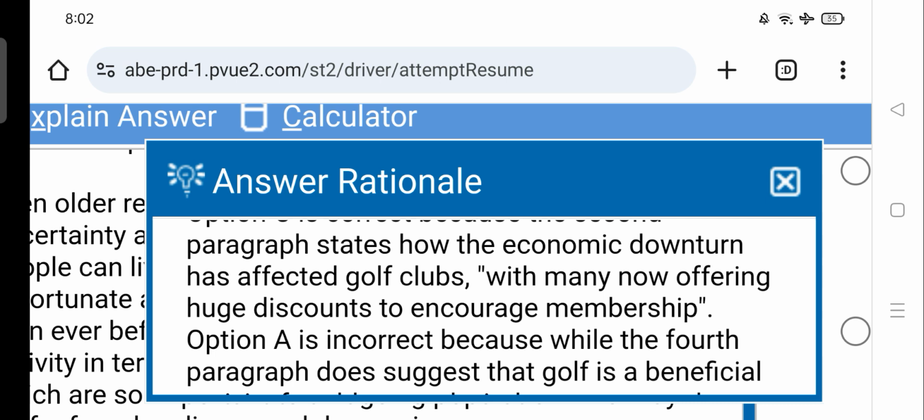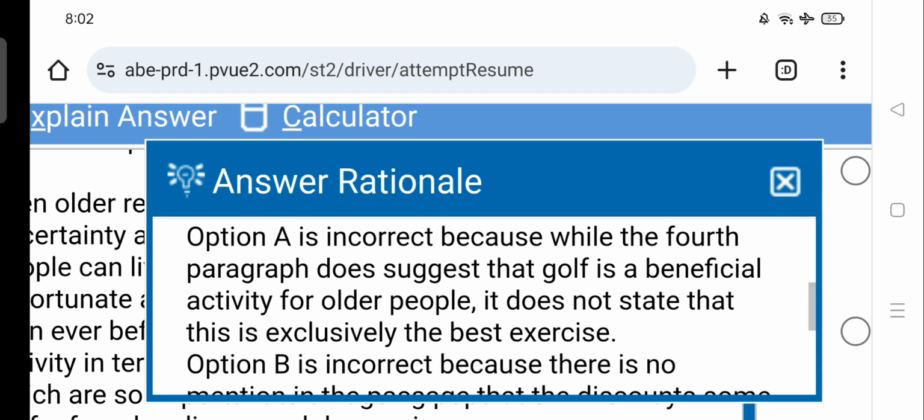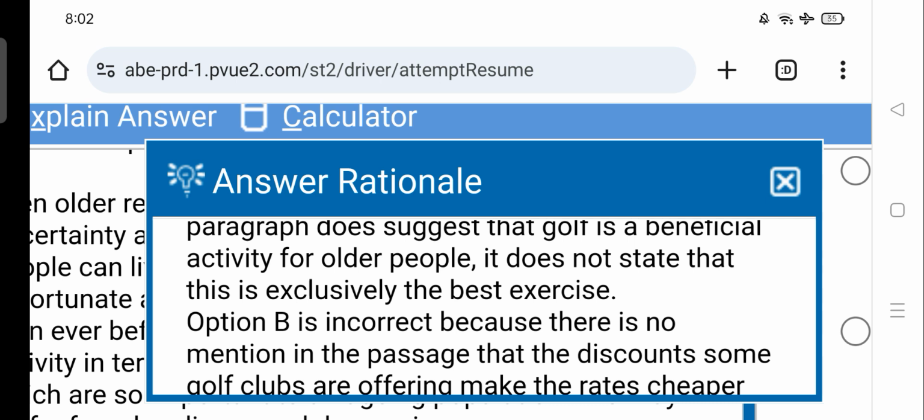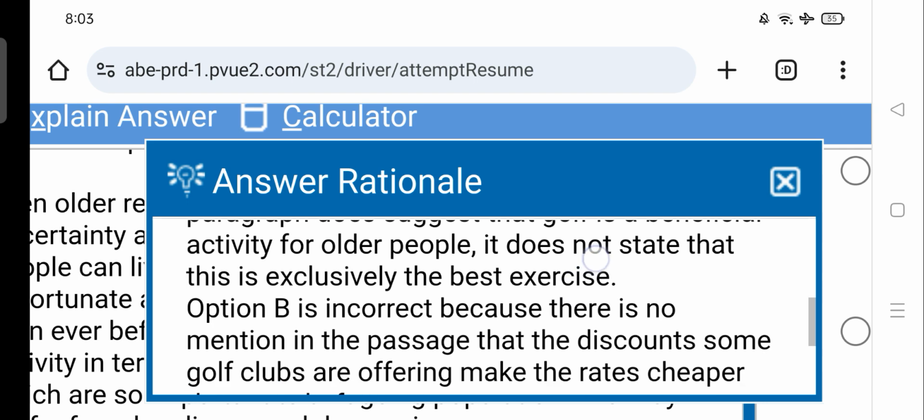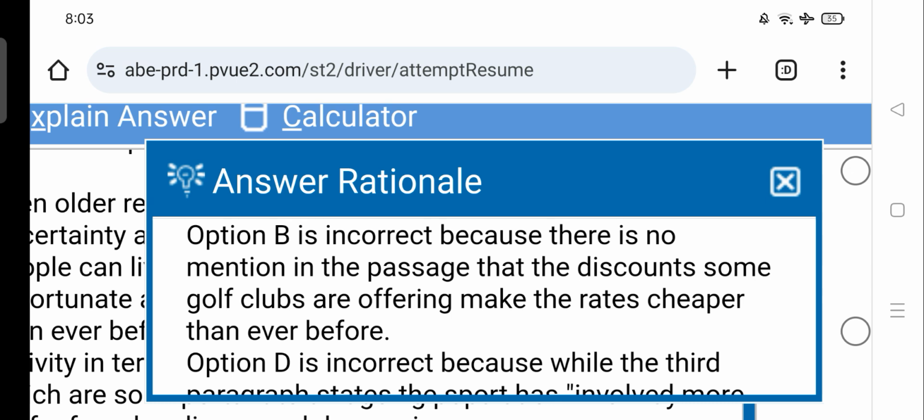Option A is incorrect because while the fourth paragraph does suggest that golf is a beneficial activity for older people, it does not state that this is exclusively the best exercise. Option B is incorrect because there is no mention in the passage that the discounts some golf clubs are offering make the rates cheaper than ever before.